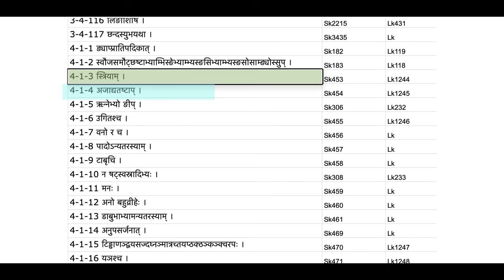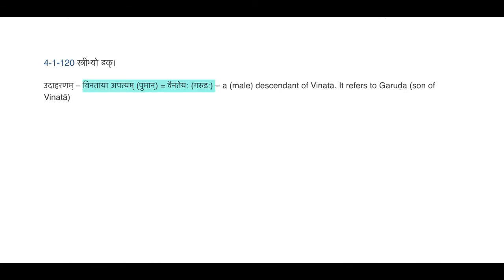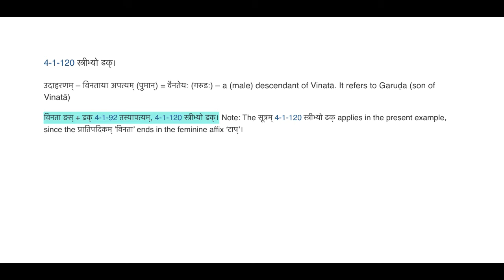Let us take an example now. The udaharanam is Vinatā apatyam puman vainateyaha Garuḍa, a male descendant of Vinatā. It refers to Garuḍa, son of Vinatā. The derivation is quite straightforward. We start with Vinatā nyas plus dhak.